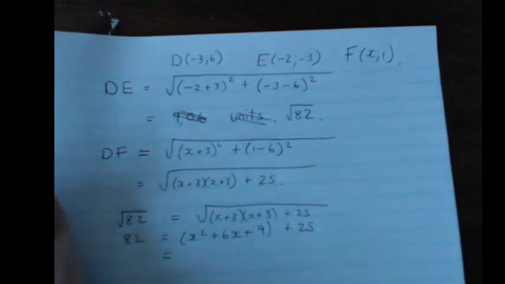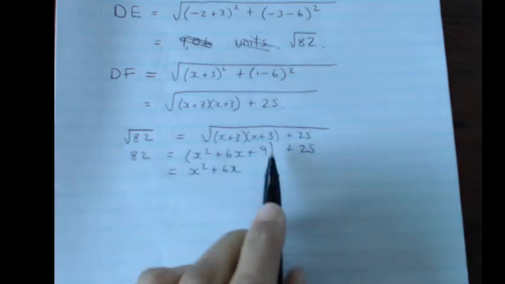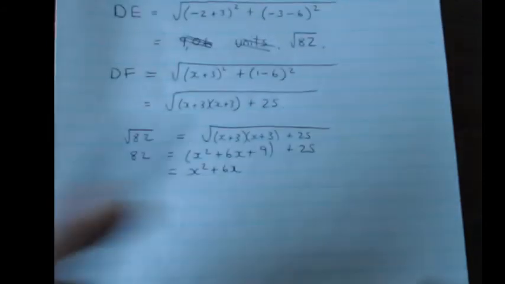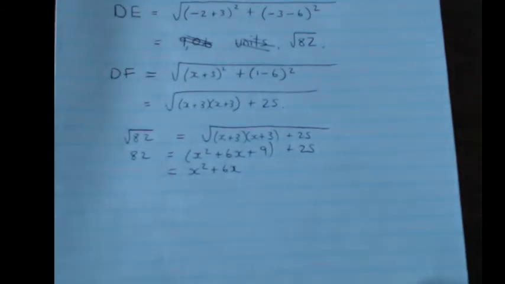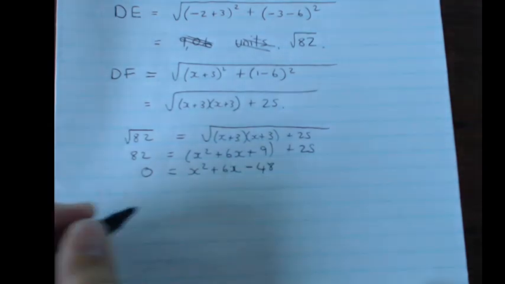Then this is quadratic, so I'm bringing everything over to this side. I have x squared plus 6x plus 9. 9 plus 25 is 34, minus 82 gives me negative 48, equals 0.